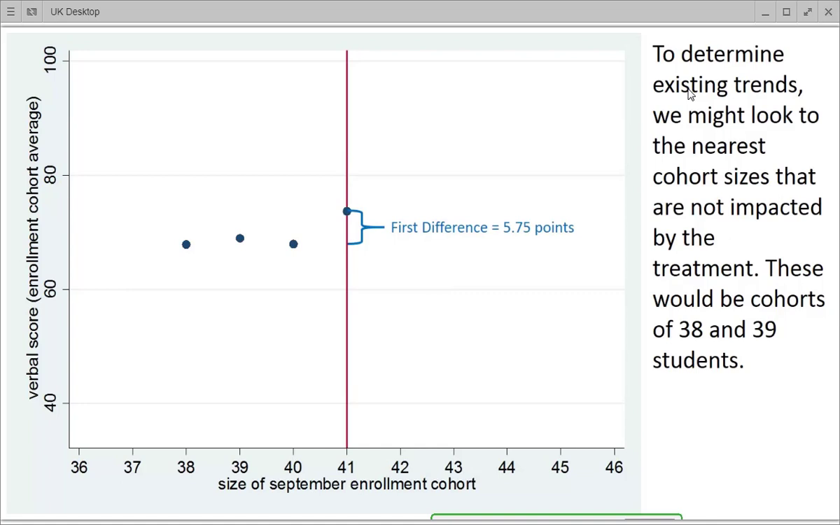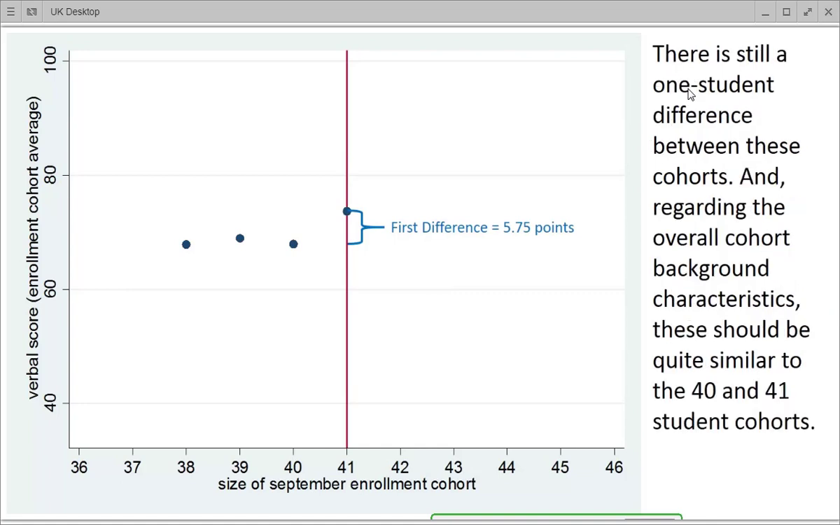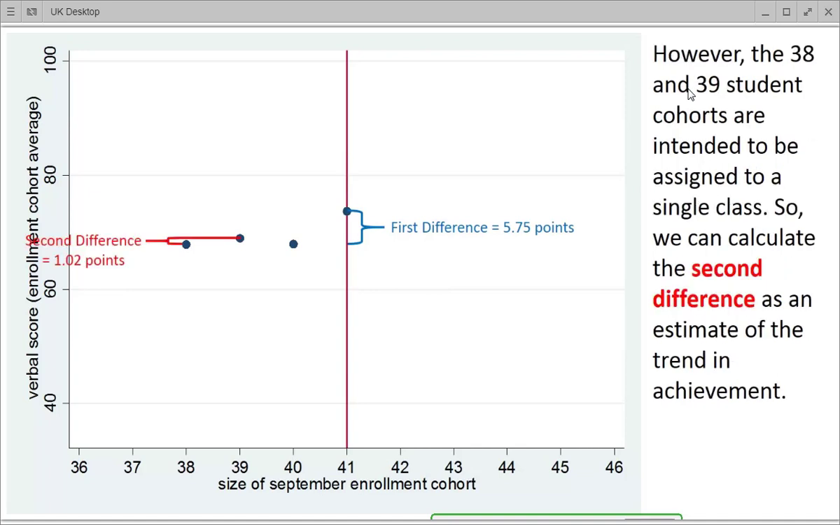In comparing 38 versus 39 students in a cohort, we're looking at two large classes. In comparing the difference of one student from the cohort of 40 to 41 students, we're comparing the difference between a small class and a large class. So there's still a one student difference between these cohorts. And if we think about some of the other background characteristics of these students, cohorts that have subclass size 38 and 39 on average should roughly be similar to one another, as should cohorts of size 40 and 41. The only notable difference is whether or not there is one class versus two classes here.